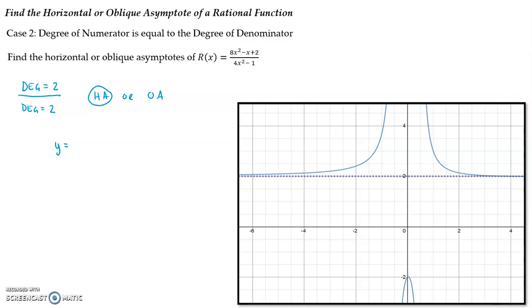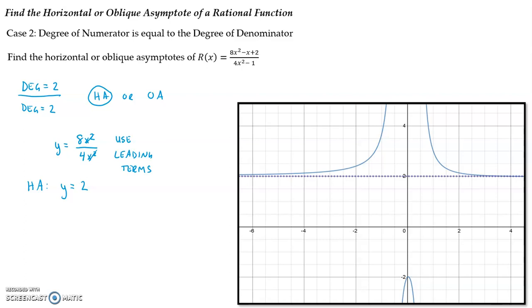So our leading term on top is the 8x squared. And on the bottom, we've got 4x squared. And we want to go ahead and just simplify this. The x squareds here are going to cancel each other out, and 8 divided by 4 is going to give us 2. So our horizontal asymptote is going to be the line y equals 2. So I'll make a note here that you want to go ahead and use your leading terms to find your equation.